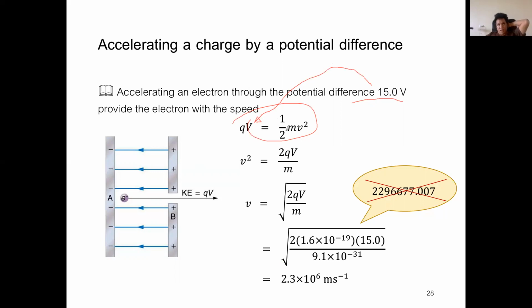Then you can substitute the charge of electron. Then you can substitute the mass of the electron from Google or whatever. And then you'll be able to find the speed of the electron that has been accelerated by this.